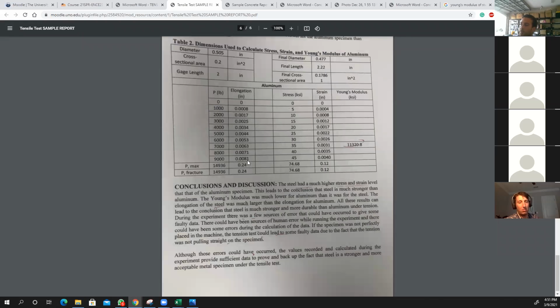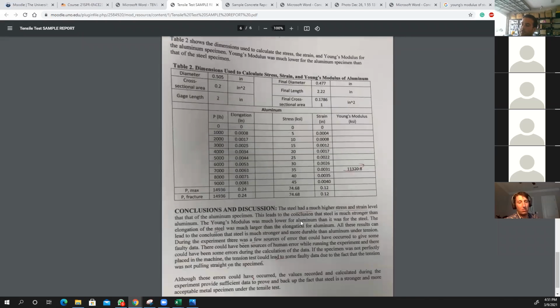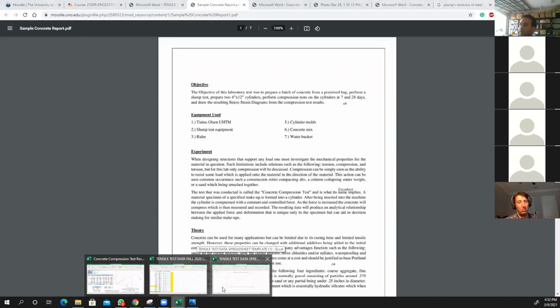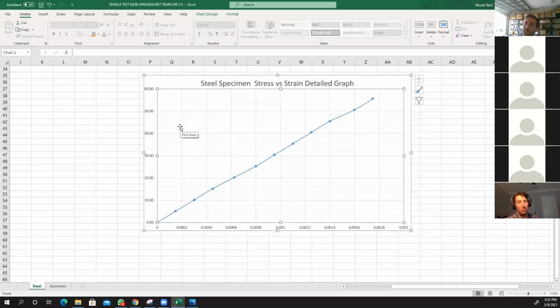And this is for aluminum. And conclusion and discussion. It's pretty simple to me. Any questions? If not, I'm gonna jump on the concrete and spend some time on the concrete lecture.